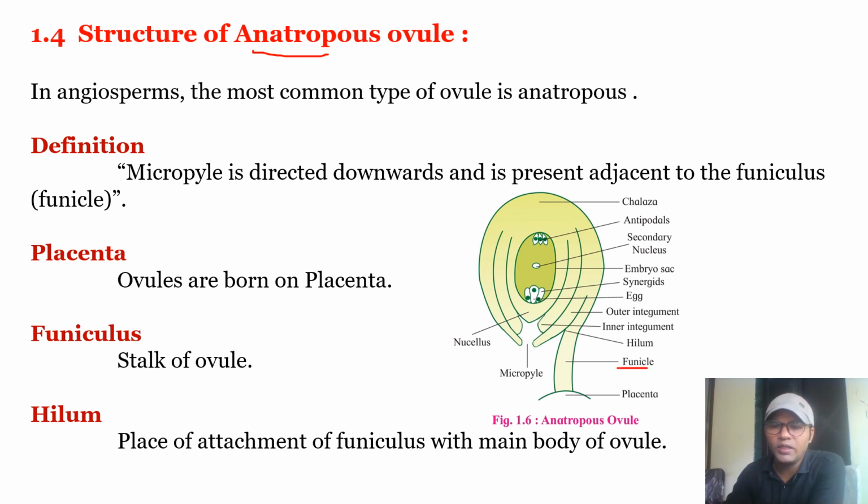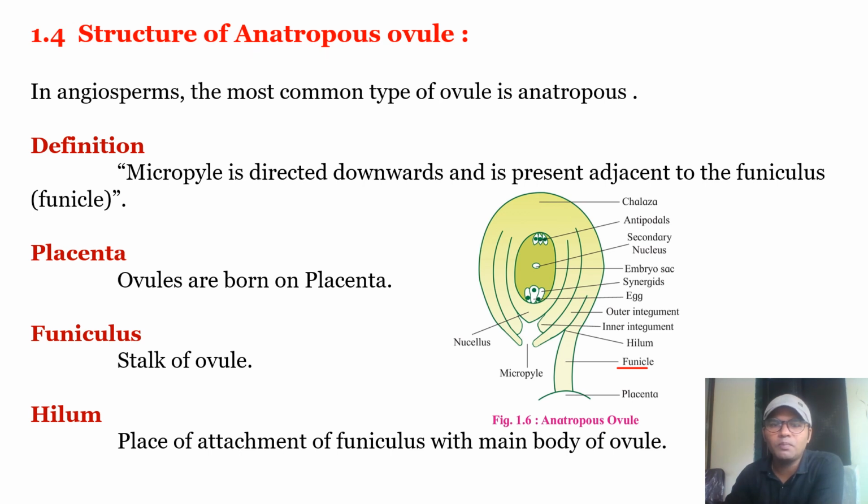This is the funicle, and if the micropyle is at this position, such ovule is called as orthotropous. And if the micropyle is at 90 degrees to the funicle, then the ovule is said to be the amphitropous ovule. So these are the three types of ovule. Here we are going to study about the anatropous ovule.